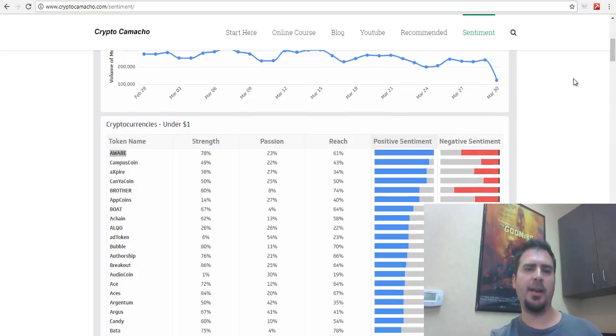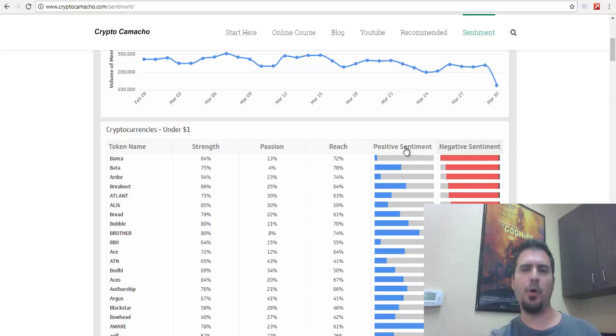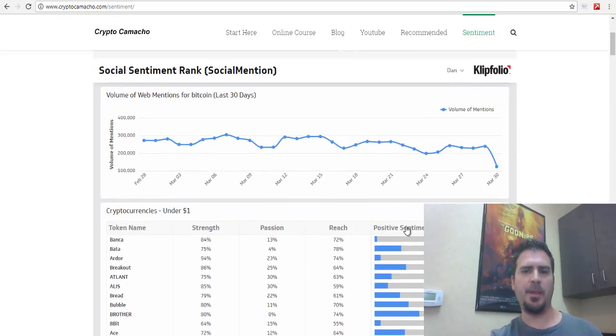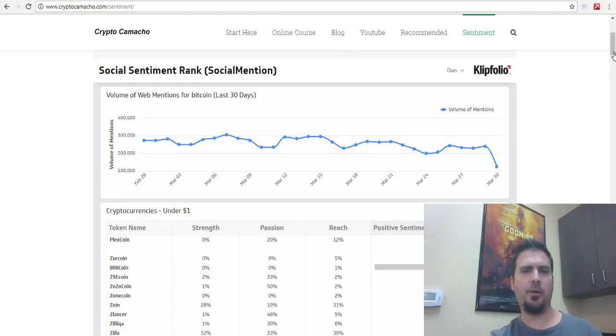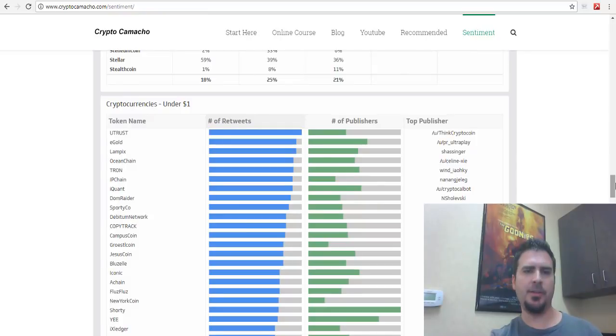But anyway, it's taking all the cryptocurrencies under $1 and plugging in the Social Mention data so that you can sift on what coins have positive and negative sentiment, right? So that's one aspect of this chart here. Okay, and if you keep scrolling down, there's another chart right here which looks at the same thing, cryptocurrencies under $1, and it's looking at the total number of retweets and the total number of publishers for that particular term, or who's talking about that particular cryptocurrency under $1, right?